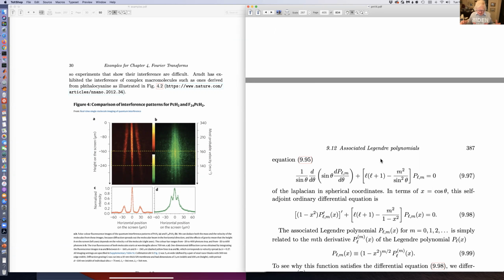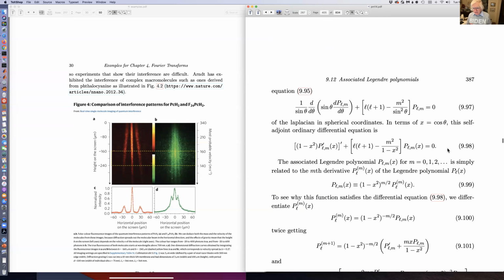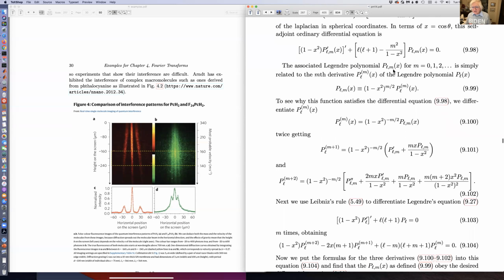So you have an equation that involves a Laplacian, for example, the Helmholtz equation, or the equation for a particle in a spherically symmetric potential. You then have an angular equation that looks like this. And if we go from cosine theta to x, then we have this self-adjoint ordinary differential equation. And this associated Legendre polynomial is simply related to the mth derivative of the Legendre polynomial.